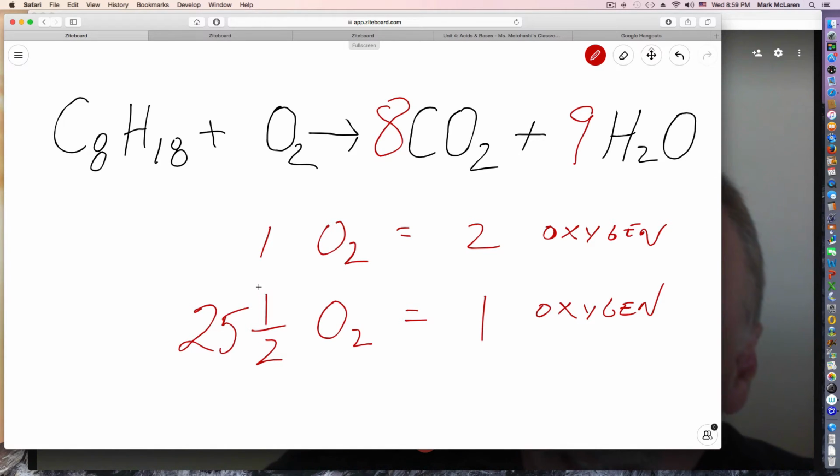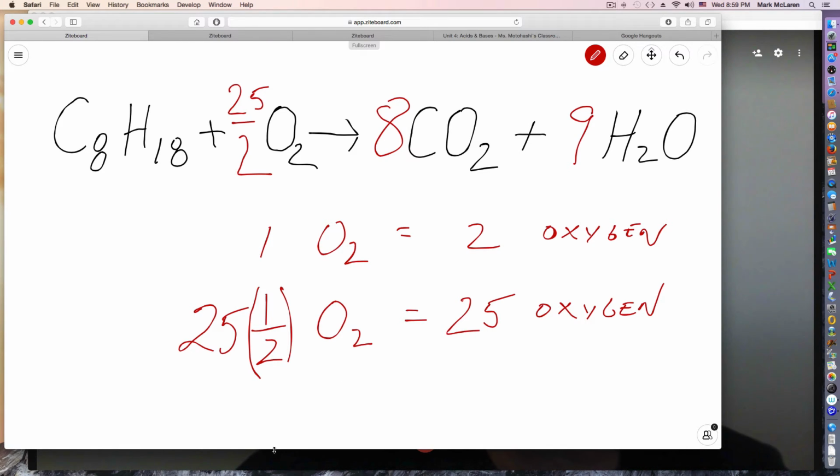25 times 1/2 oxygen molecules, which is going to give me 25 oxygen atoms. The way I'm going to show that is when I come up here, I'm going to go 25 over 2. And now I've got a balanced equation. Everything's balanced. But it's not conventional. And so what we're going to have to do is clean things up a little bit. But the point is, by doing the element last, and then using a fraction, it was actually a piece of cake balancing the equation.